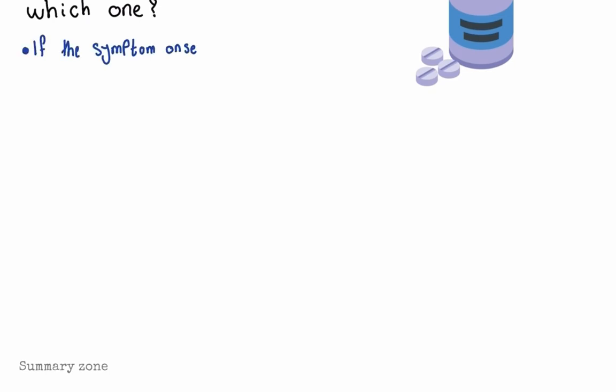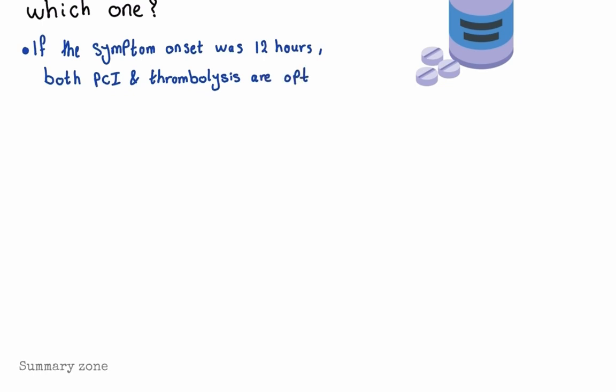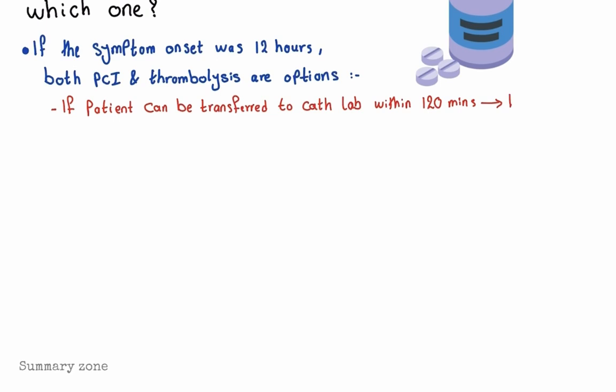If the symptom onset was within 12 hours, both PCI and thrombolysis are options. However, PCI is superior. If a patient can be transferred to a hospital with a cath lab for PCI within 120 minutes of first medical contact, PCI is the preferred strategy.